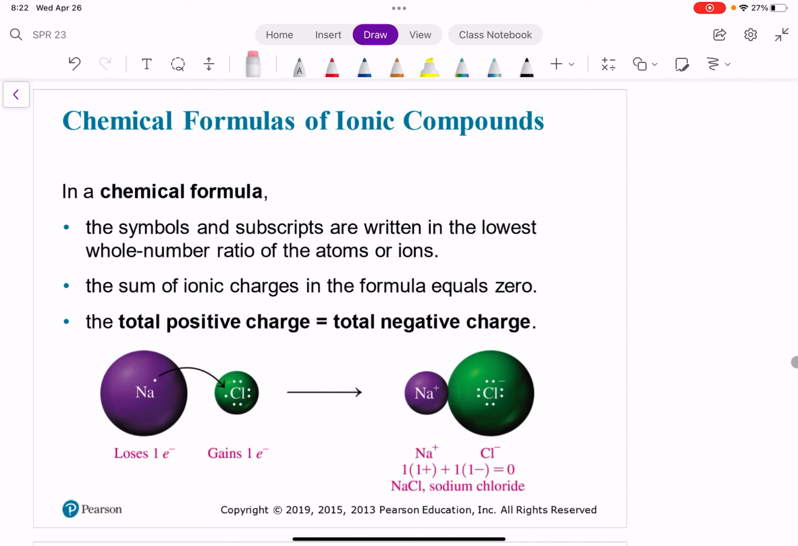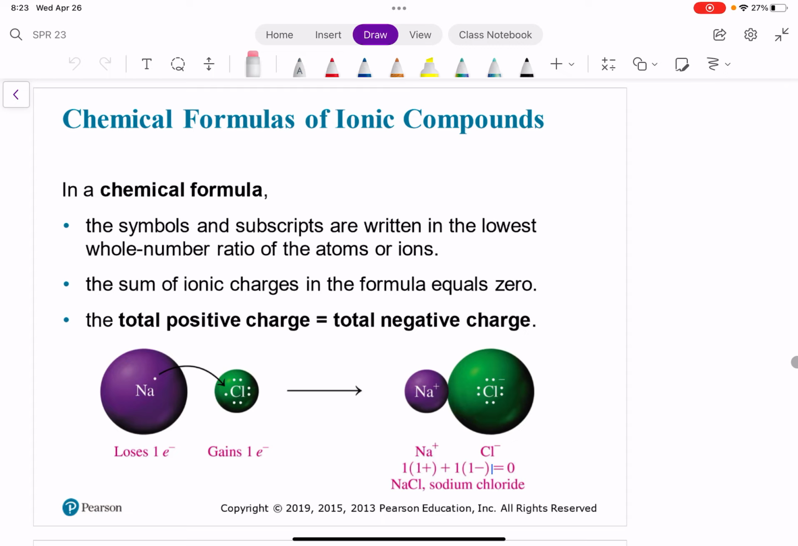And in a chemical formula, the sum of ionic charges in the formula equals 0. Okay, and we'll talk about why that happens. So when you have a positive charge and you add that to a negative charge, what do you get? Yeah, you get 0. They cancel each other out. So the total positive charge equals the total negative charge, right? Our +1 ion is bonding with our -1 ion, and those charges are canceling out.